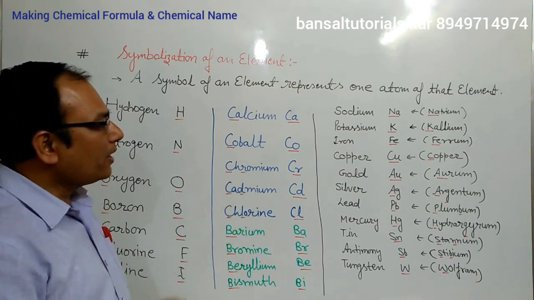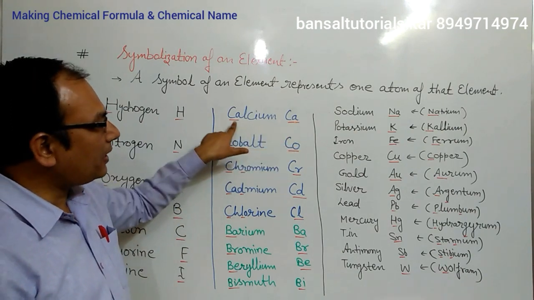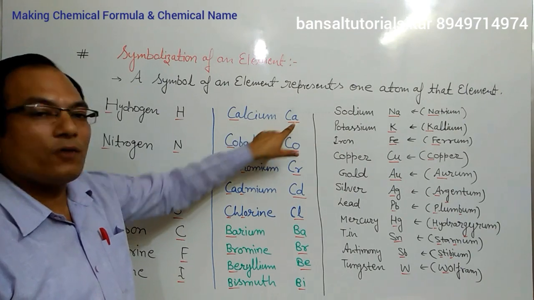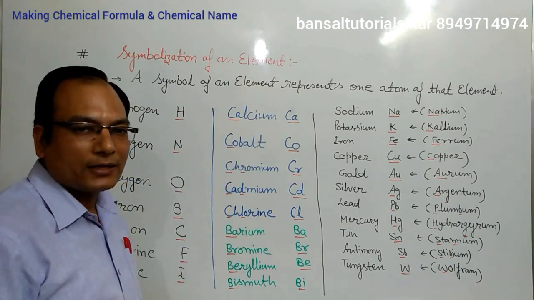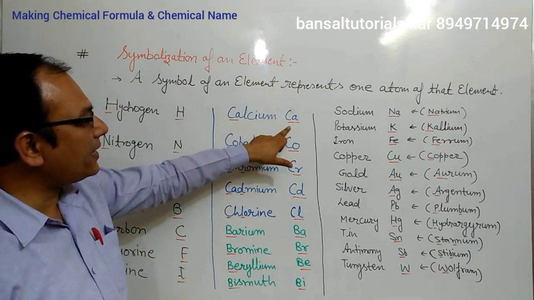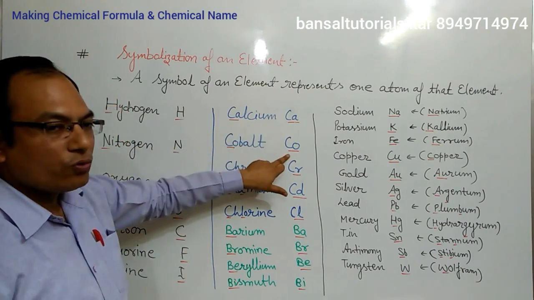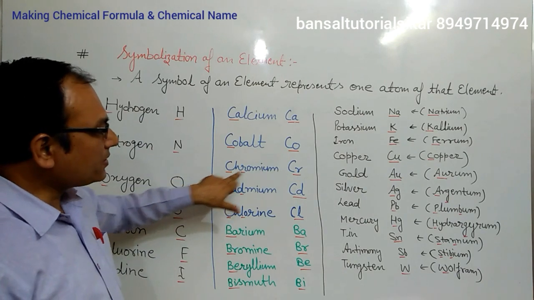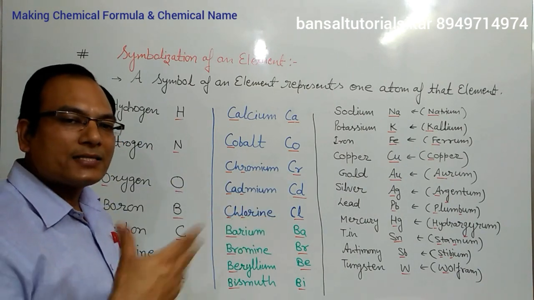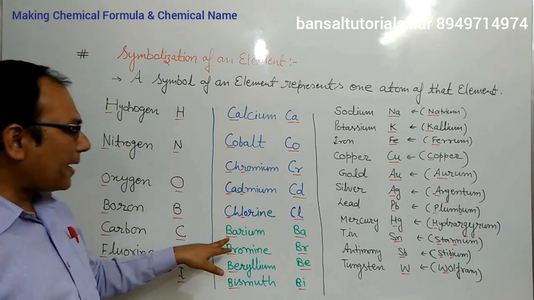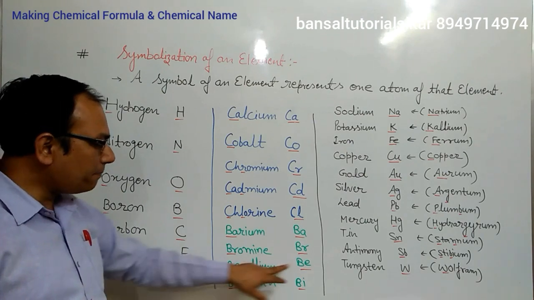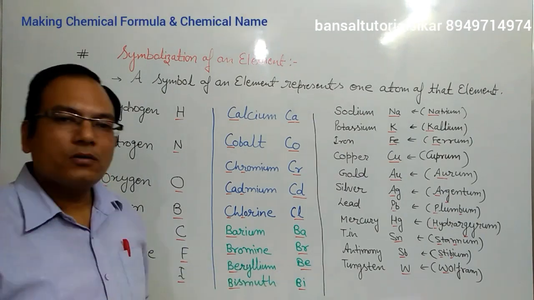And this second letter can be any letter of the name of the element. This second letter is always in small letter. So calcium is symbolized as Ca, cobalt is symbolized as Co, chromium is Cr, cadmium is Cd, and chlorine is Cl. In the same way, for barium, Ba, bromine, Br, beryllium, Be, bismuth, Bi.